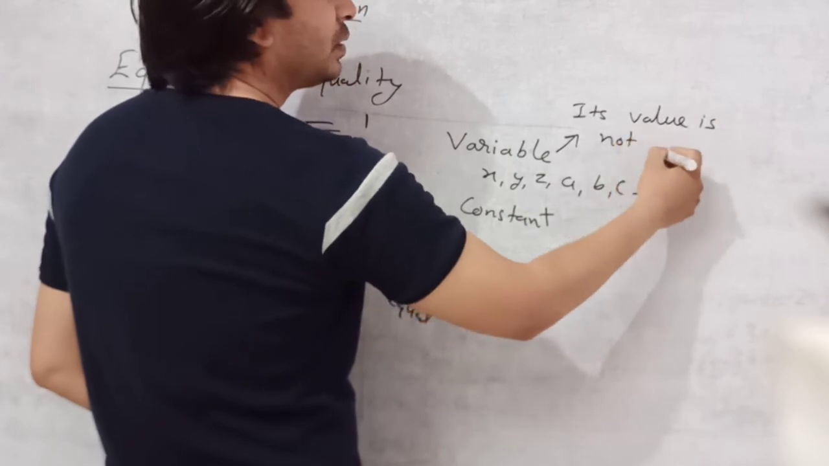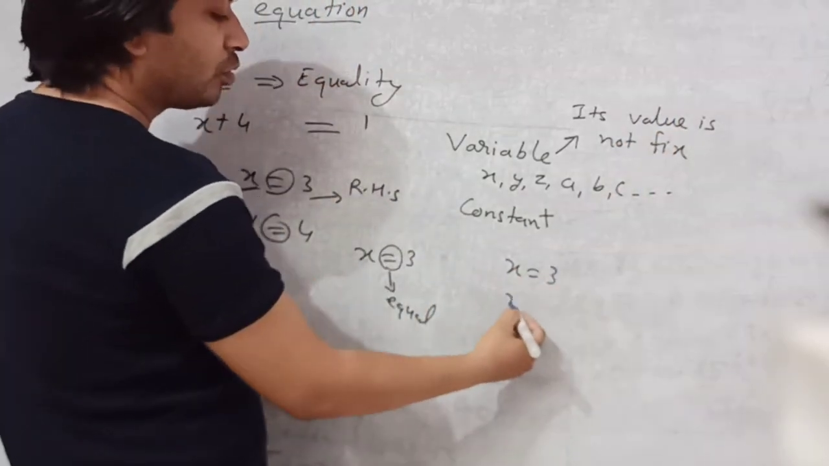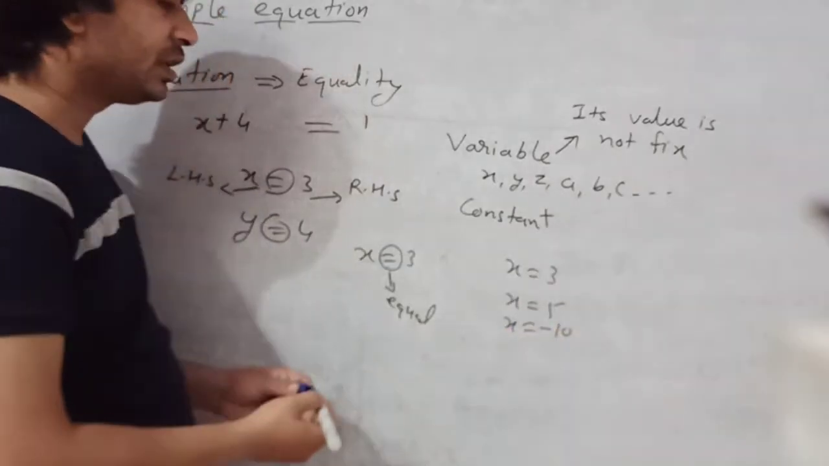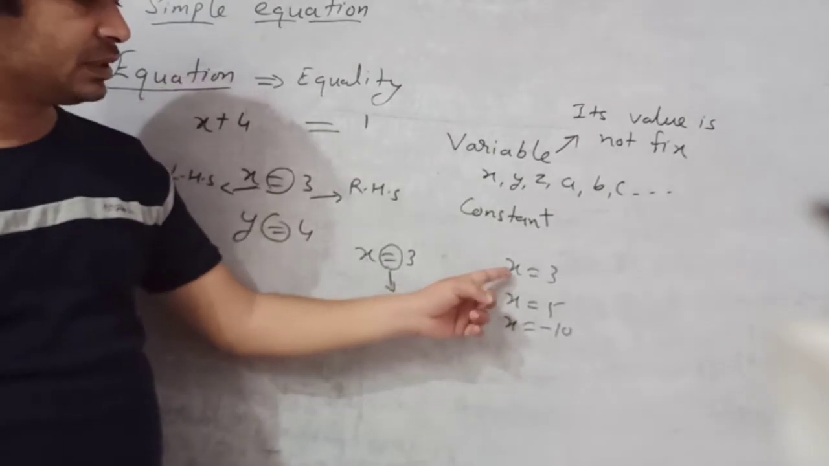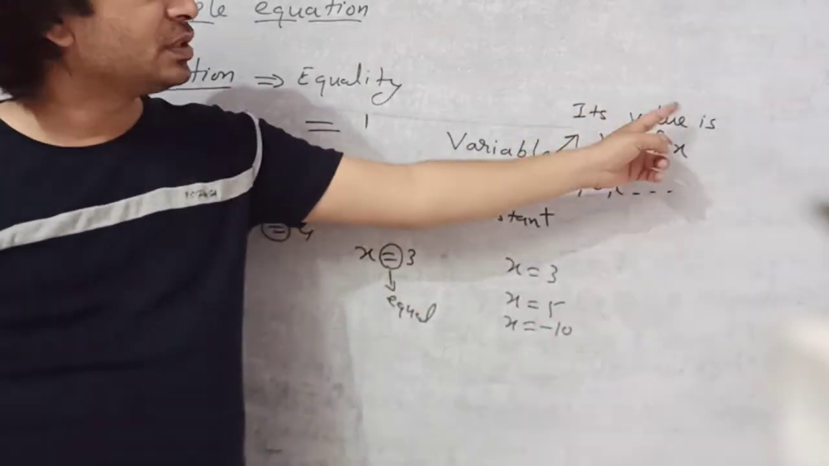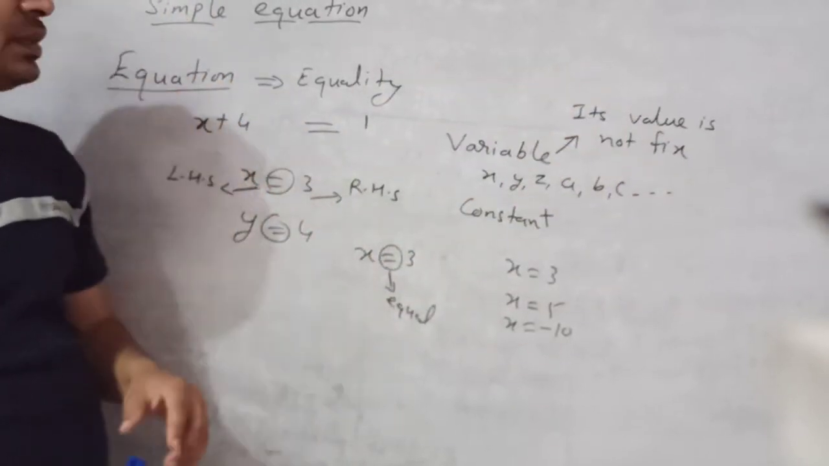Its value is not fixed. Not fixed means we can say x equals 3, or x equals 5, or x equals minus 10. See, the value of x is different. That's why we say its value is not fixed. So in a variable, the value is not fixed.